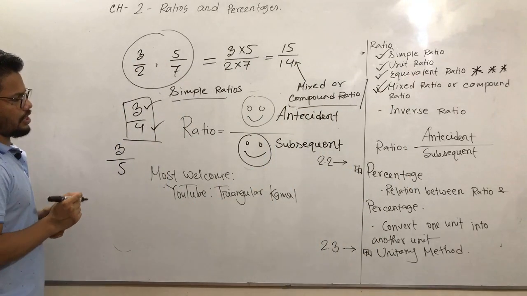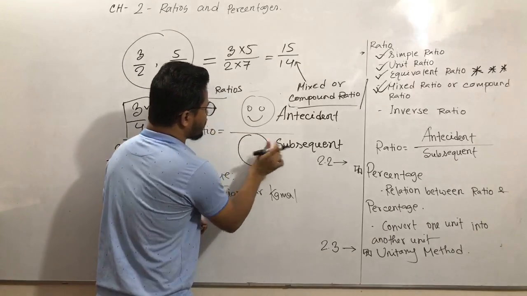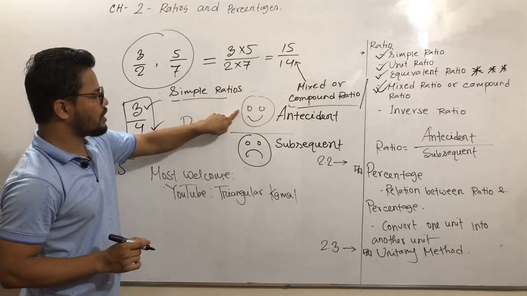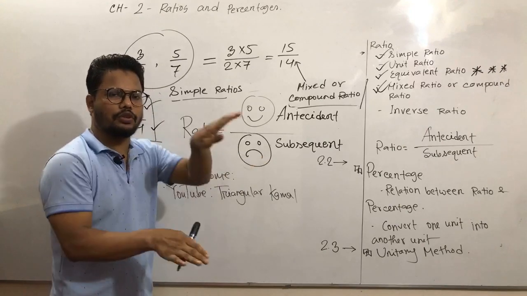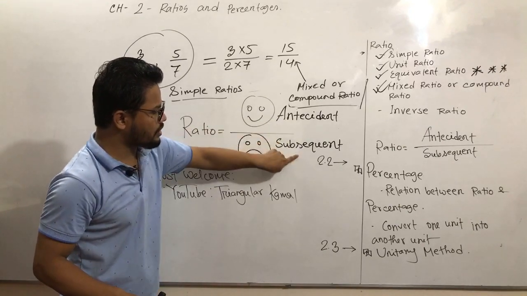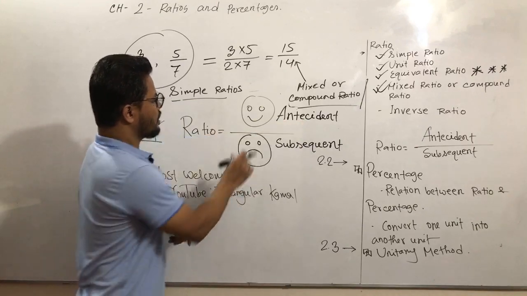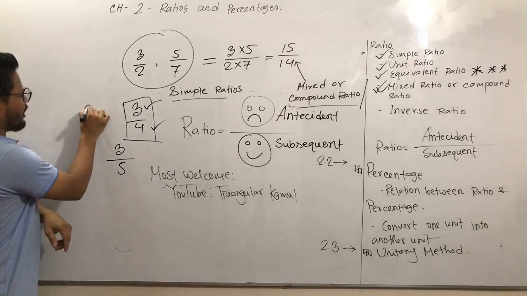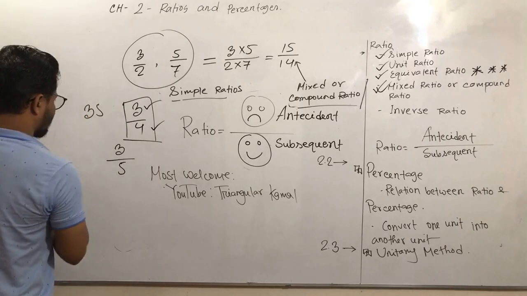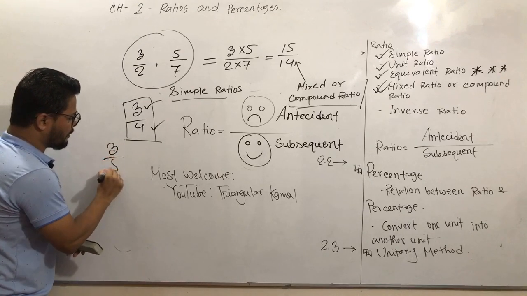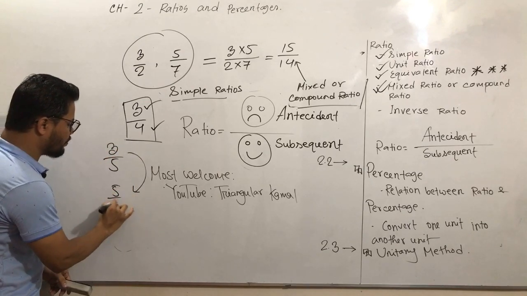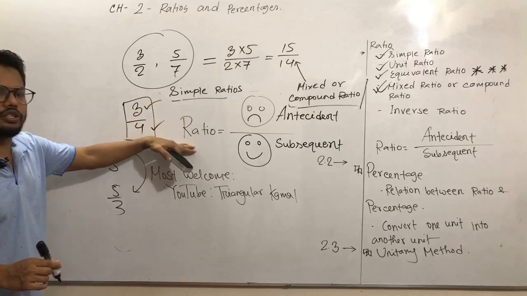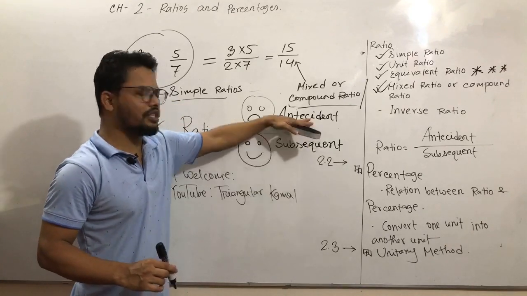Another one is the inverse ratio. If you interchange the numerator part and denominator part, the antecedent changes to subsequent and the subsequent changes to antecedent, then this ratio will be an inverse ratio. Like 3 by 5 is the given ratio. If you convert this one to 5 by 3, this will be the inverse ratio. So basically for an inverse ratio, numerator goes to denominator, denominator goes to numerator. So here the subsequent will be the antecedent.